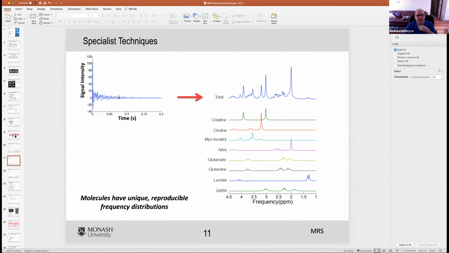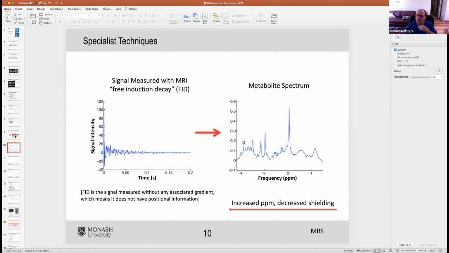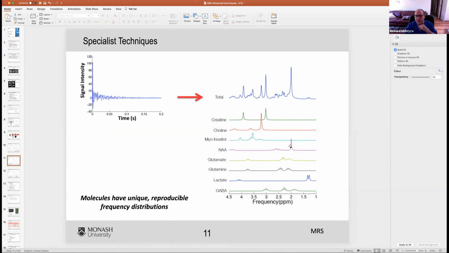So there's our free induction decay, and there's our spectrogram. We can see that this peak and this peak are creatine, because we know the frequency those protons are spinning at. So these protons are spinning at, let's say, 1.9 parts per million. We can look over here and say that at 1.9 parts per million, NAA, N-acetyl aspartate, resonates.